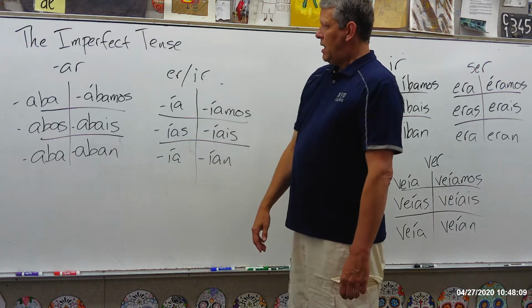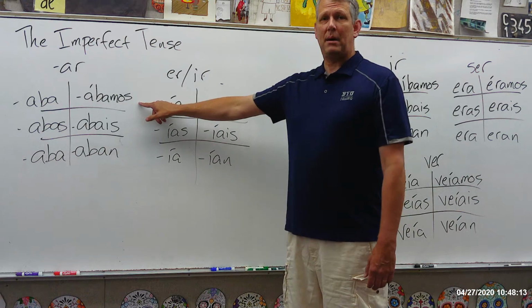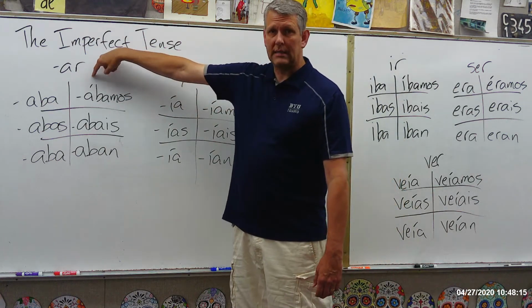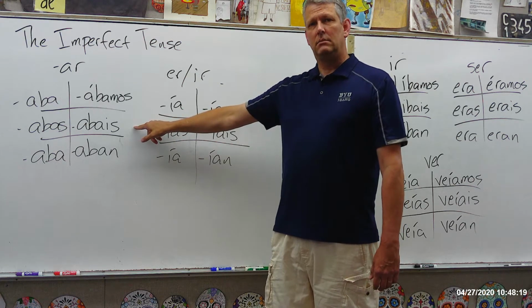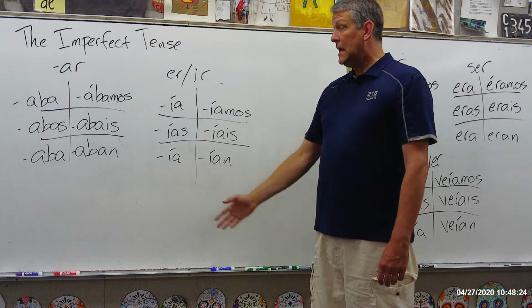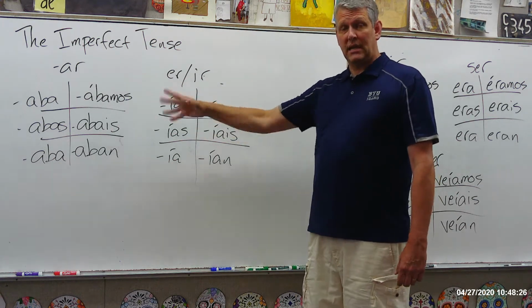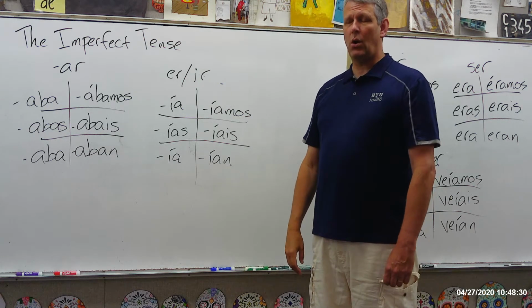Okay? If we wanted to say we were working or we used to work, we'd say trabajábamos. And notice there's an accent right there. Okay, that's important. If you wanted to say y'all were working, trabajabais. Okay? And they were working or you guys were working, trabajaban. And again, that's going to work for every single AR verb. There are no irregular AR verbs, which is so nice.